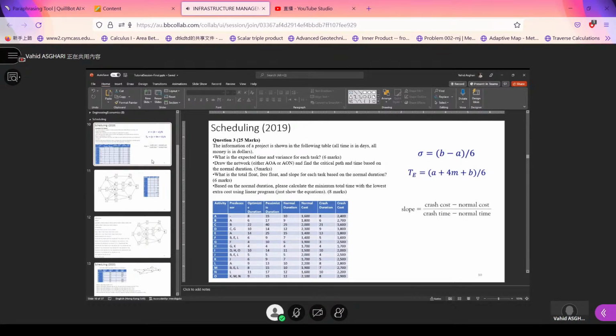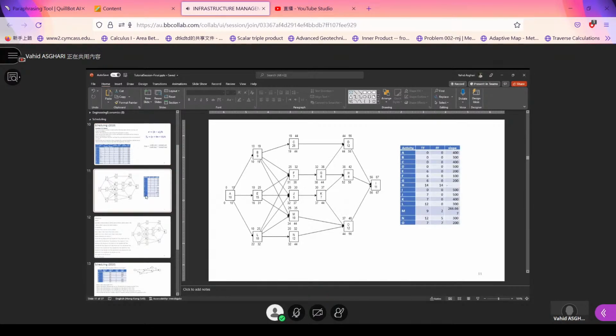What is the total float, free float, and slope for each task based on the normal duration? Can anybody tell me what the total float is and what the free float is?